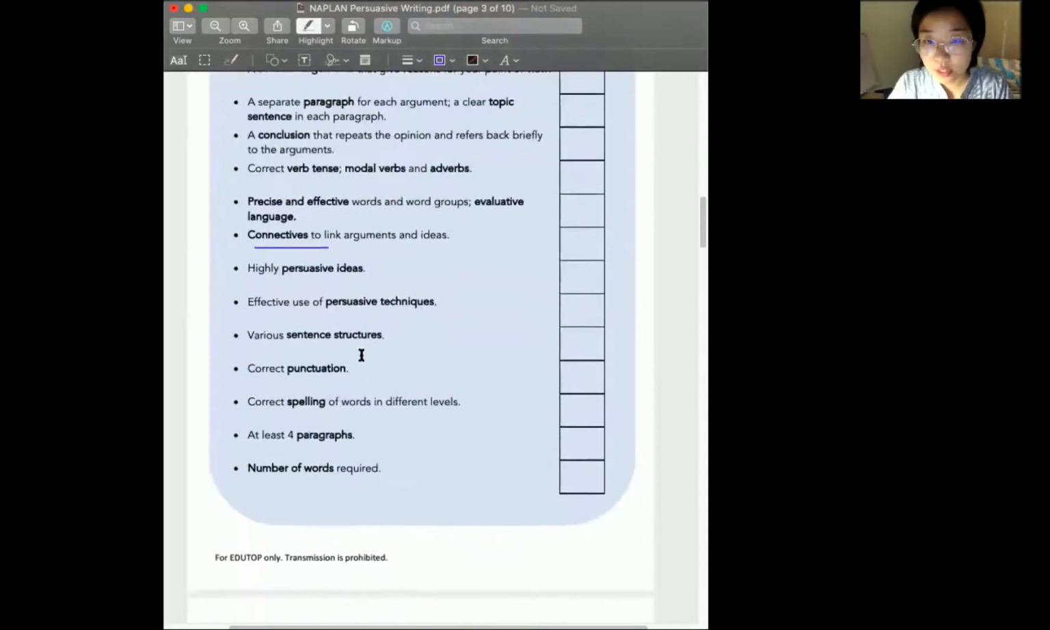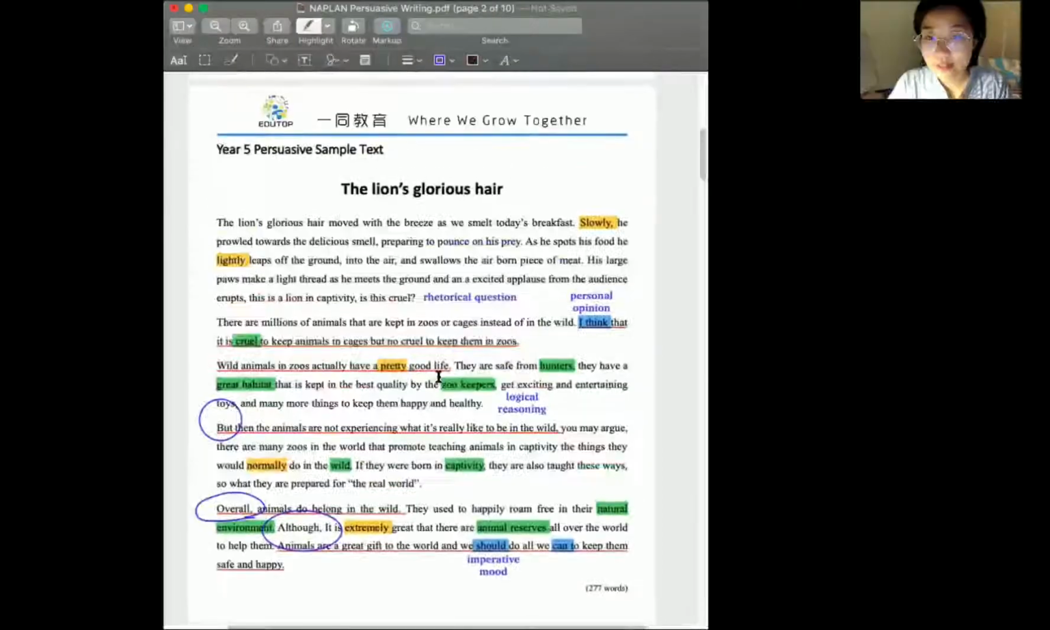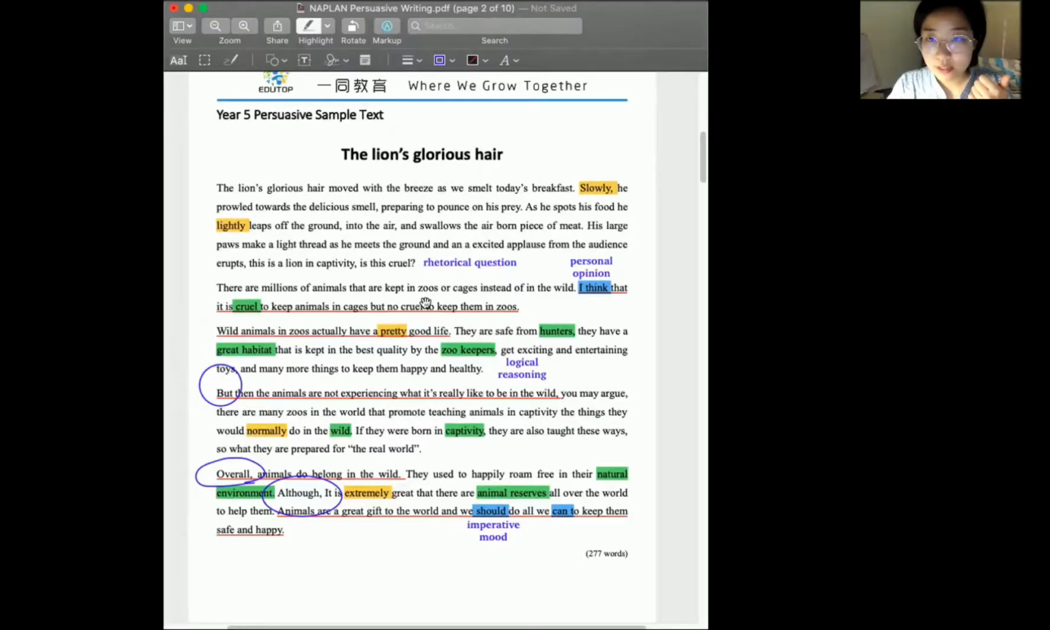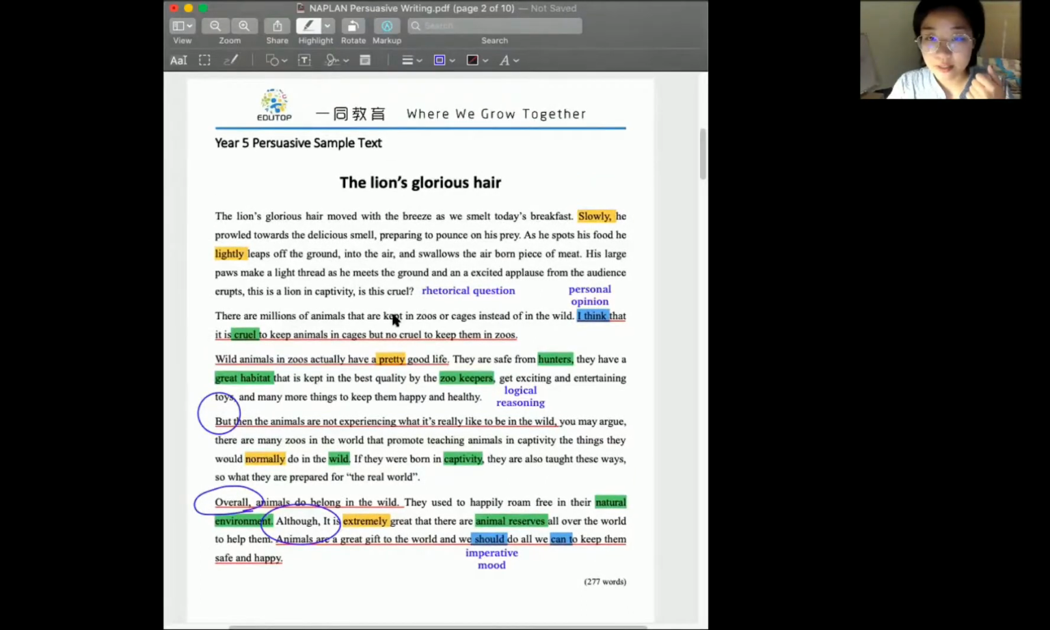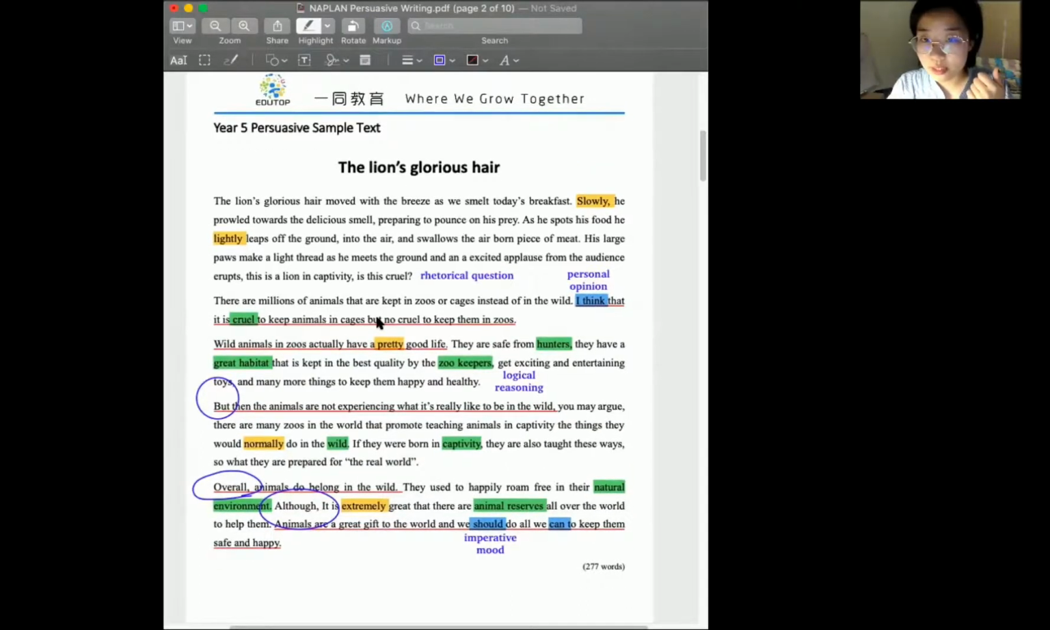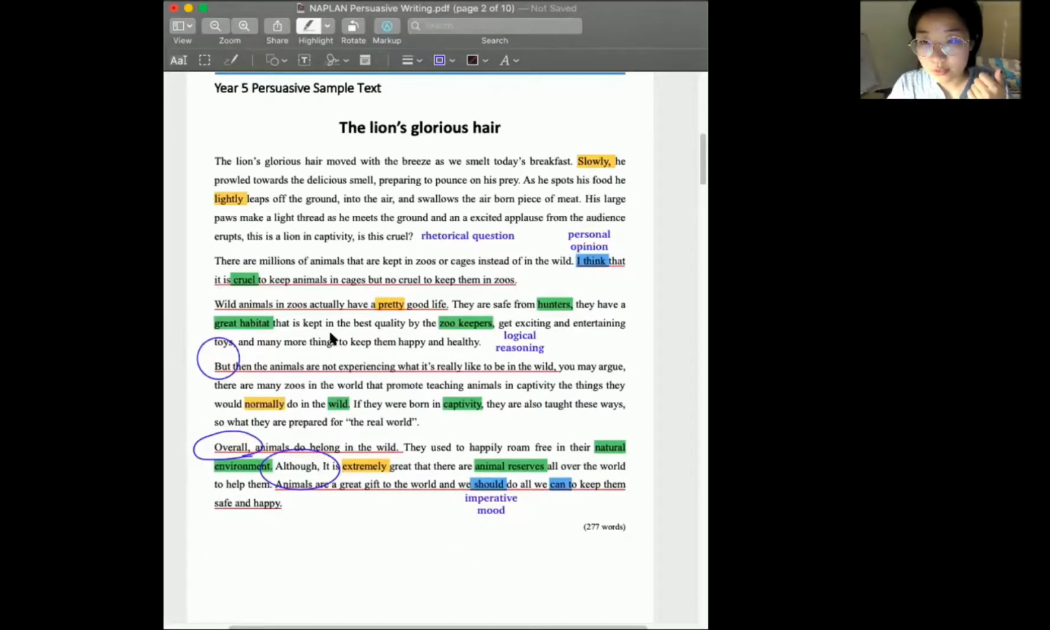And the next point is correct punctuation. What do you think about this person's punctuation? Is it used correctly? Actually, you can see that there are a lot of apostrophes, aren't there? The lion's glory is correct. The lion's glory and today's breakfast, the apostrophes are looking good. So that's the area students tend to make mistakes in. The apostrophe.